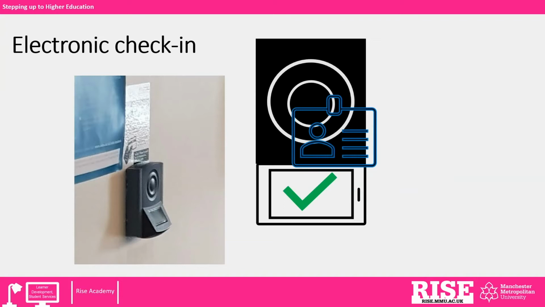It's really important that you remember to scan in to all of your classes just to make sure that your attendance has been registered. If there are any errors, for example, if the system glitches or it shows that you're not in when you are, you can register your attendance manually online later.